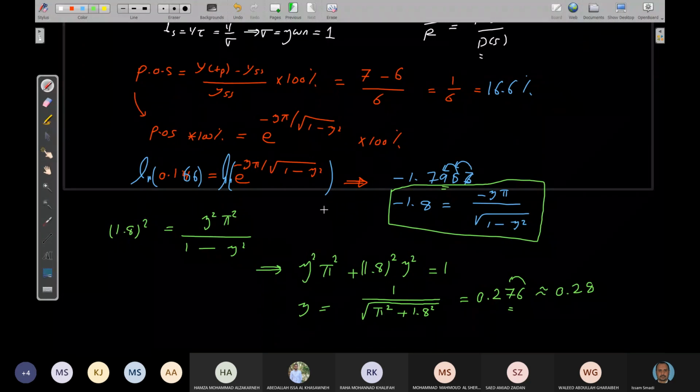So now I'm having zeta and I'm having sigma, so I can find omega n, correct? From here, what can I calculate? Omega n equal to sigma over zeta, which is 1 over 0.28.